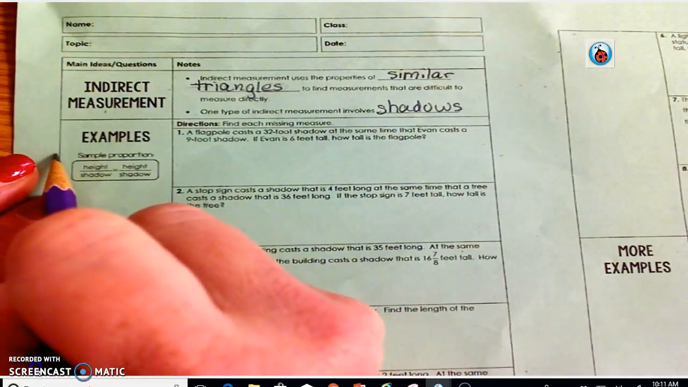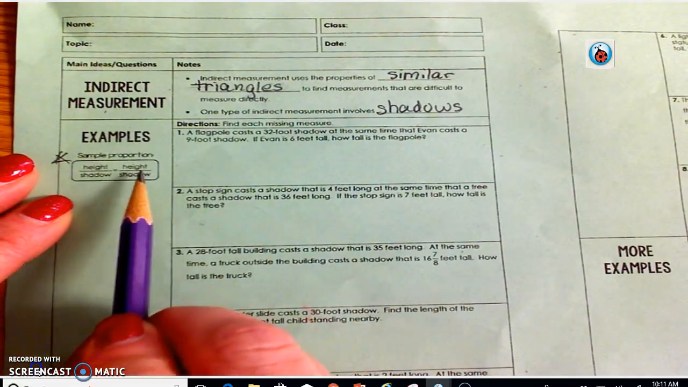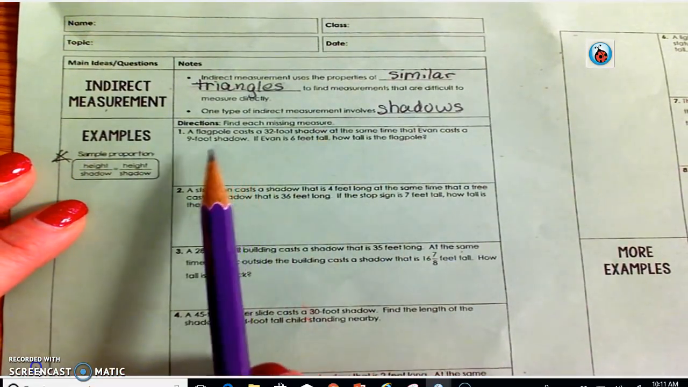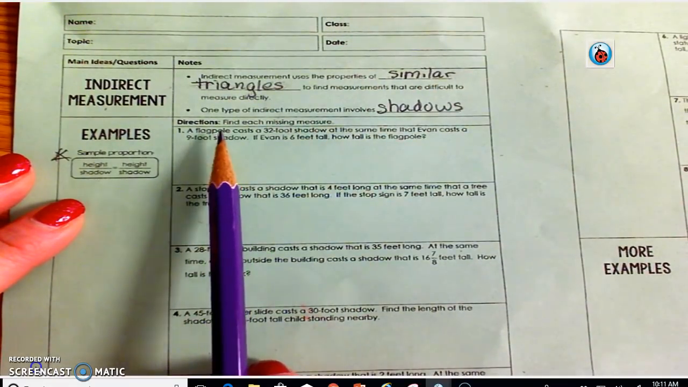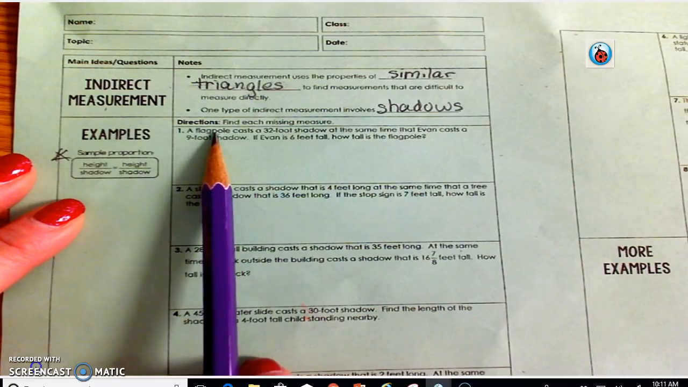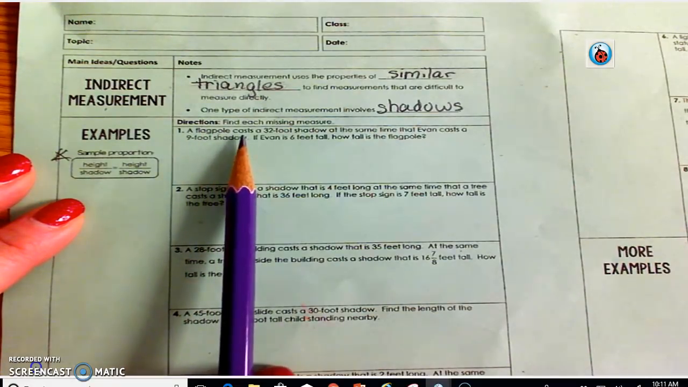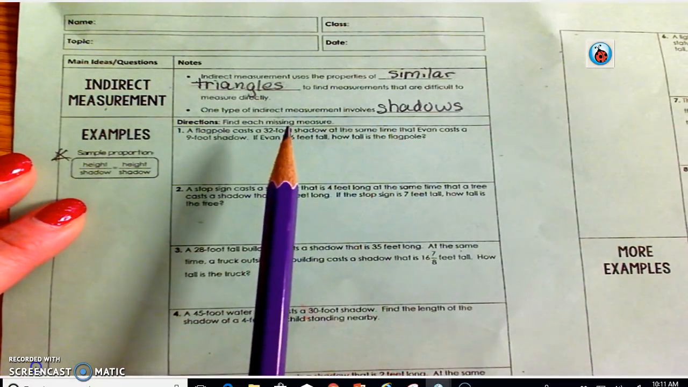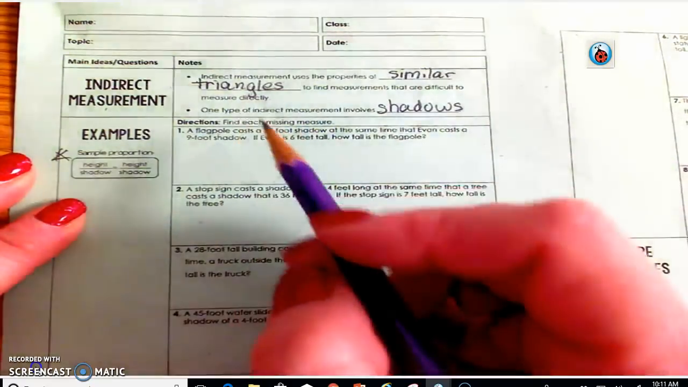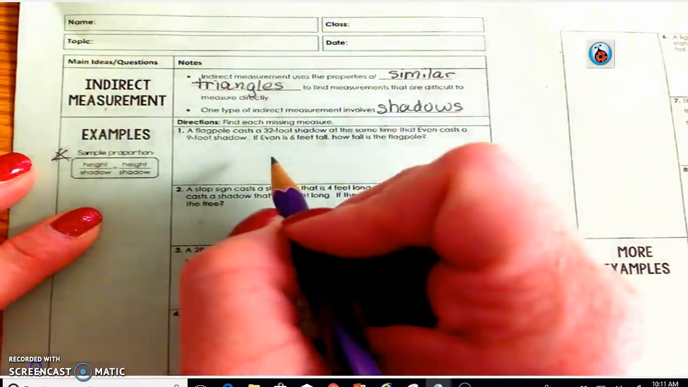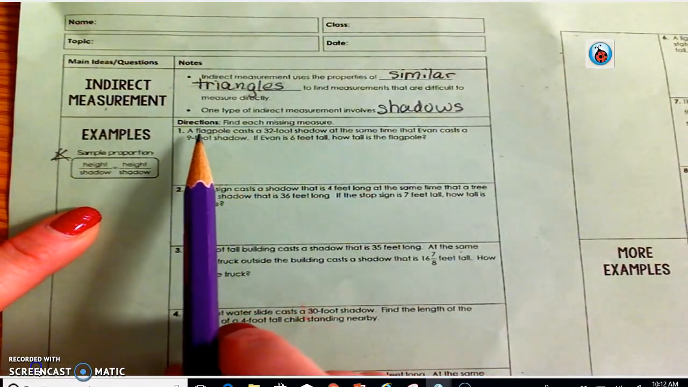If you look at the example here, it says height over shadow equals height over shadow. In number 1, it talks about a flagpole, and it would be difficult, not impossible, but difficult, to measure the height of the flagpole. But using indirect measurement, we can come up with a pretty close to accurate guess on that. So let's read the problem.